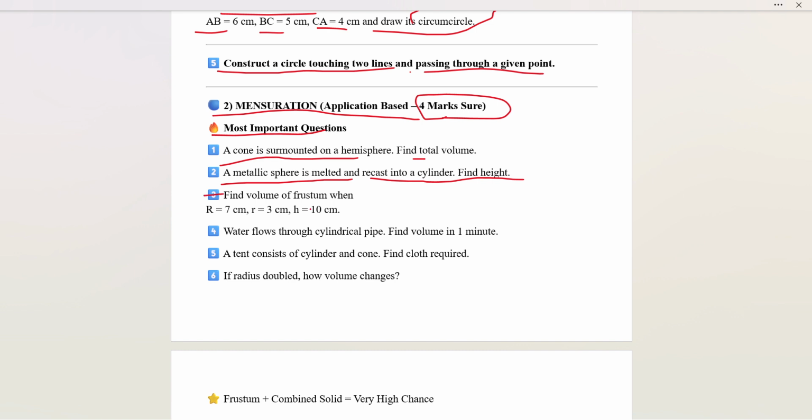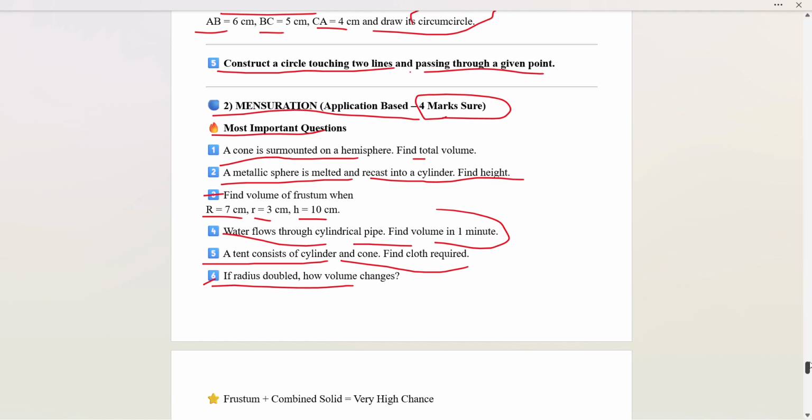Next is find the volume of a frustum when R is equal to 7, small r is 3, and h is equal to 10. It is a formula based question. Next, water flows through a cylindrical pipe. Find the volume in 1 minute. Fifth is a tent consisting of a cylinder and cone. Find the cloth required. Next is if the radius is doubled, how does the volume change. It is also an important question, a 6 marks question.